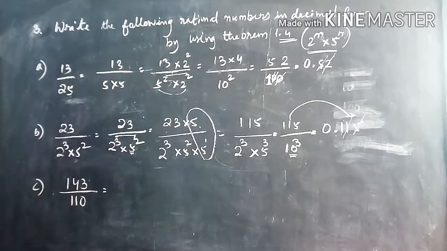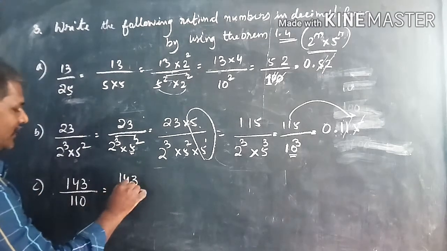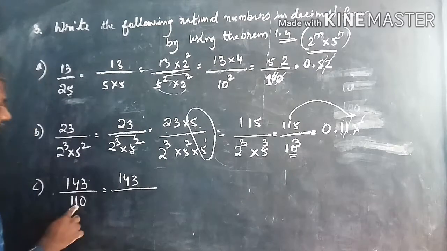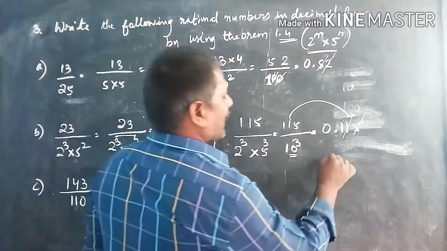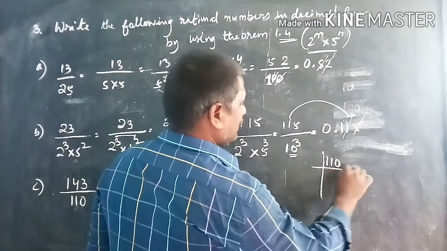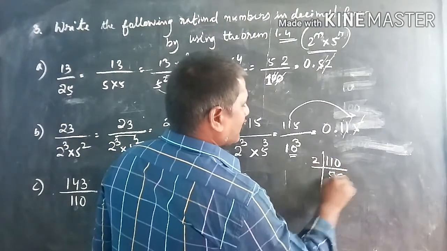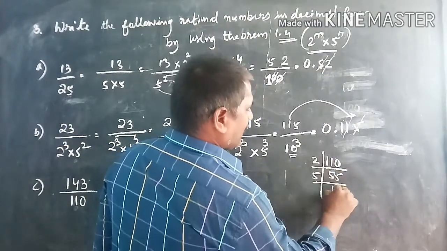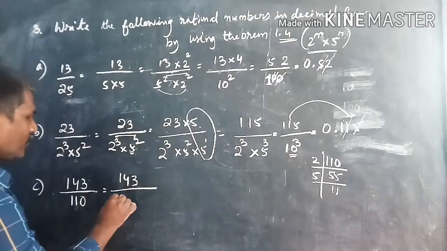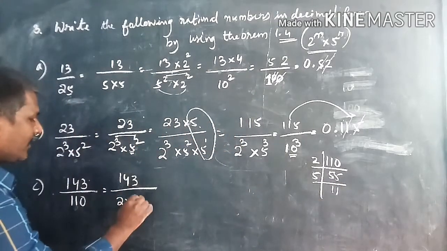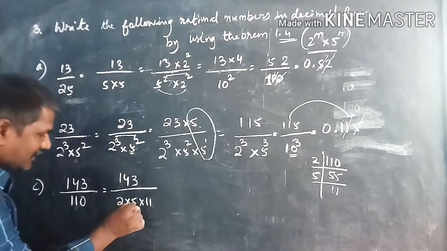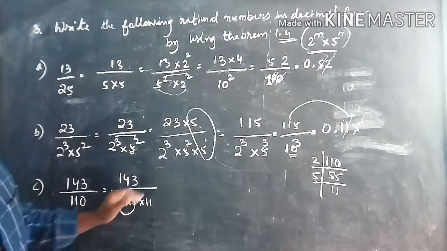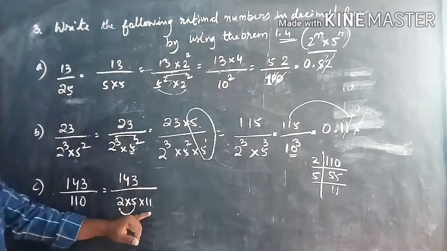Similarly, you can write one more, 143 divided by 110. So 110 can be written using the prime factorization method. You can write 110 as 2 into 55. Now 55 is 5 into 11. So this can be written as 2 into 5 into 11. So 11 is the extra factor, so it is not in the form of 2 to the power m, 5 to the power n. That is theorem 1.4.